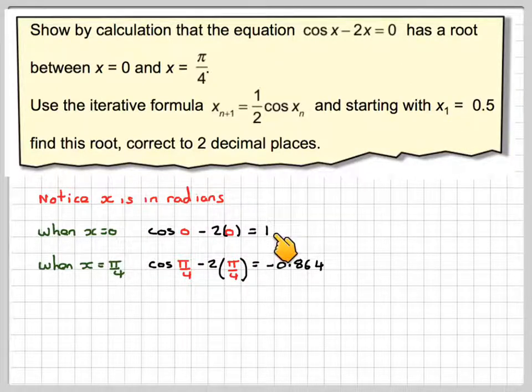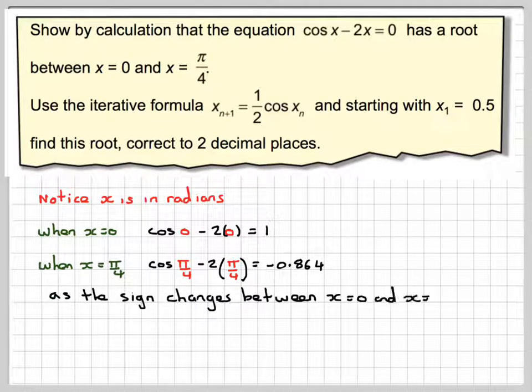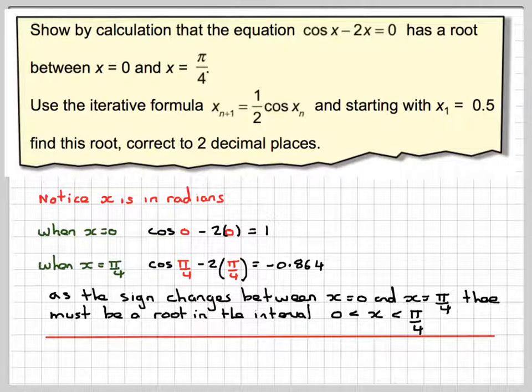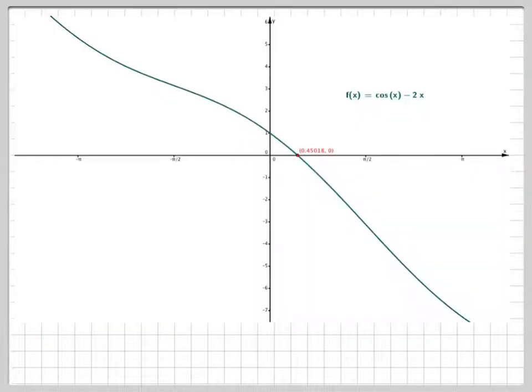As we've gone from being positive to negative, there must be a root between those two values. As the sign changes between x is equal to 0 and x is equal to pi by 4, there must be a root in the interval. Right, so there's the actual graph of cos x minus 2x as it's drawn, and there in fact we can see what the root should actually be.